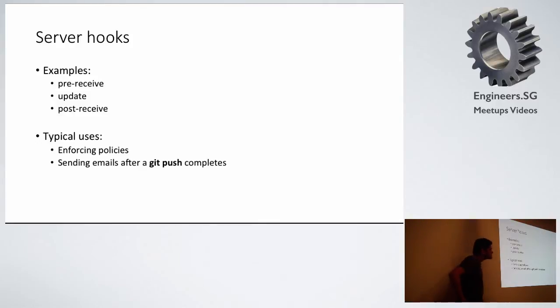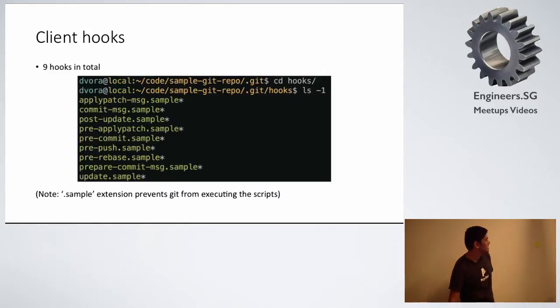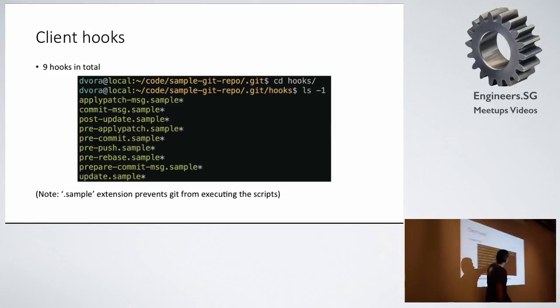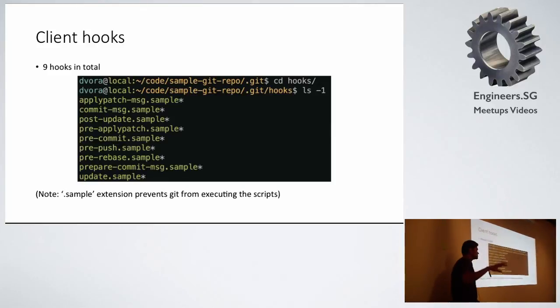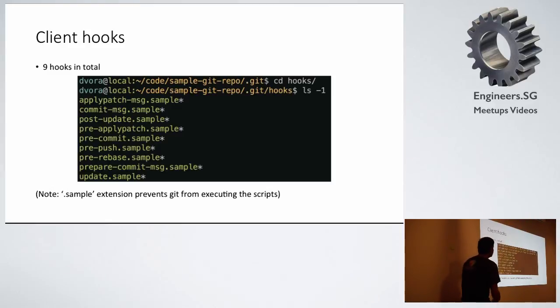And the client hooks, are they shared with other clones of the repository? No, it's not actually. The hooks directory in the .git repo is not shared when you git clone. Let's go back and see the .git repo here. The hooks directory is not shared across when you clone a repository, right?